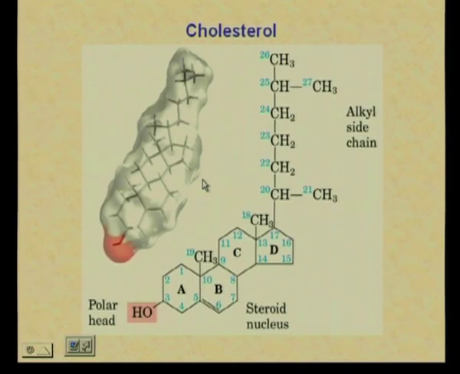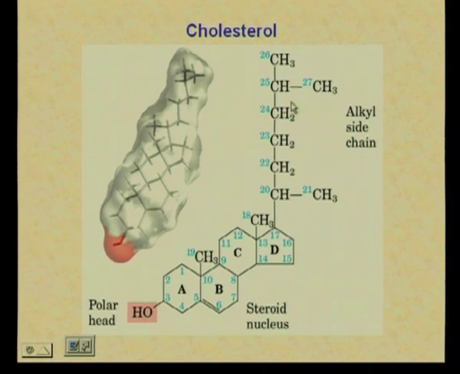This is the numbering scheme for cholesterol. It is the 3 position that has an OH attached to it. We have 4 fused rings, A, B, C, D. There are 3 six-membered rings and the D is a five-membered ring fused with ring C. Now, this is the polar head, the OH, and the rest is the alkyl side chain and the steroid nucleus. This forms the part of every steroid. This is the steroid nucleus.